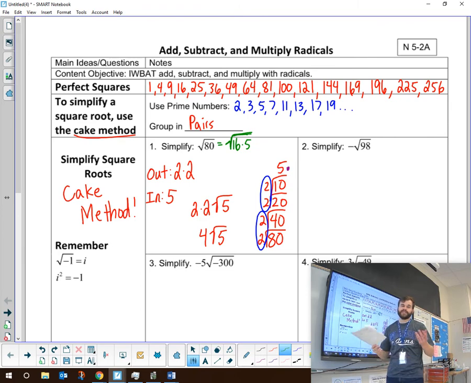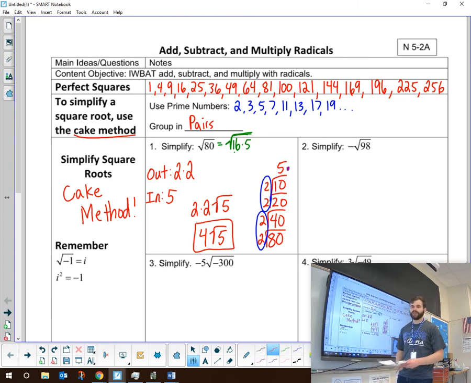Now, I don't really expect you to just know that off the top of your head. That's why we use the cake method. But if it's the square root of 16 times 5, look, the square root of 16 is 4. And then we're just left with the 5 left over on the inside. So that's kind of how it works. But long story short, that is my answer. And we're just going to be using the cake method to make it as quick as possible.